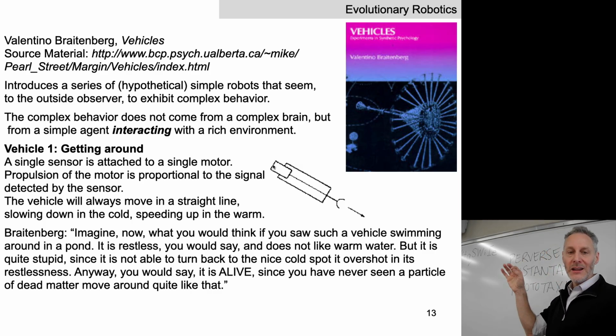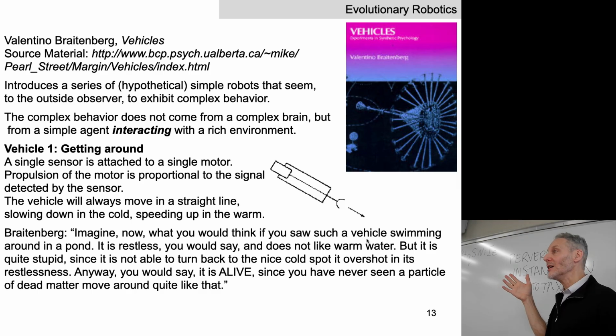Okay. In chapter 1 of this fairy tale, Braitenberg says, imagine now what you would think if you saw such a vehicle, a robot or organism, swimming around in a pond. It's restless, you would say, and does not like warm water. But it's quite stupid since it's not able to turn back to the nice cold spot it overshot in its restlessness. Let's think about this for a moment.